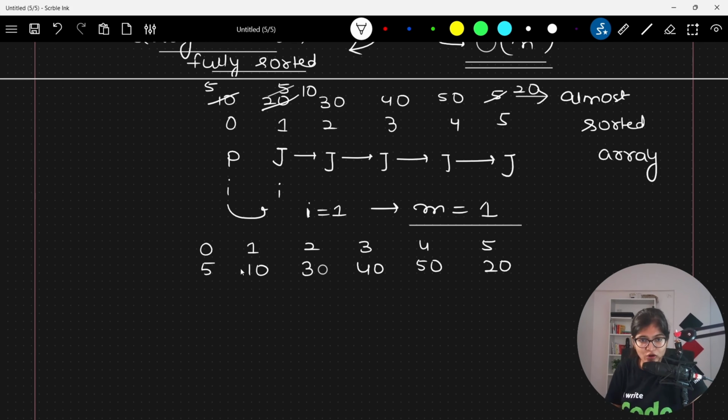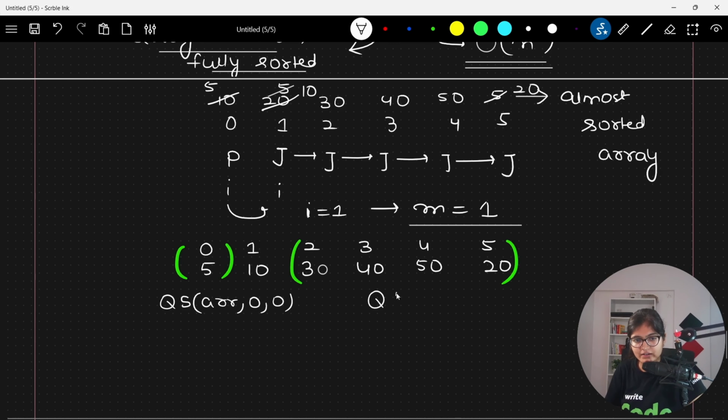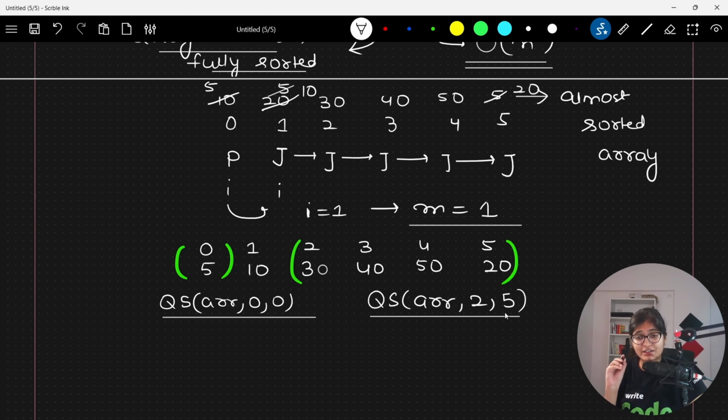So now I need to apply the QuickSort algorithm towards the left side of M, which will be AR with starting index 0 and ending index 0, meaning on this part. And on the right side, these many elements are there: QuickSort on the complete array AR, starting index will be M plus 1, which is 2, and the ending index will be Q, which is 5. So you can see that almost all the elements will be on the right side of 10, which was the pivot element, and the smaller element, which is only 5, will be on the left side of 10, which is a highly biased situation, right?